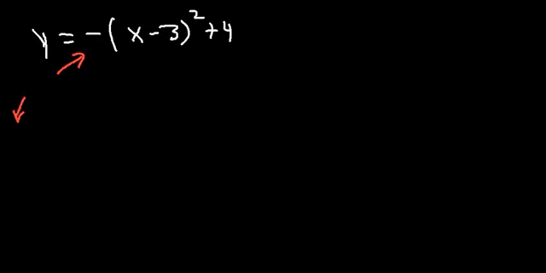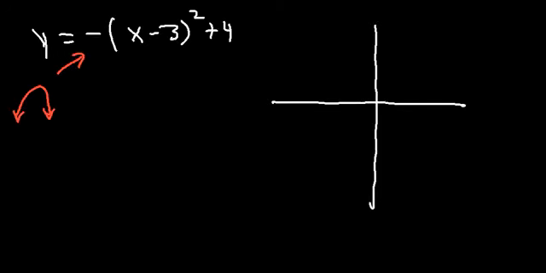So let's say if you have y is equal to negative x minus 3 squared plus 4. Now this negative sign tells you that the graph is going to open downward. So our vertex, change negative 3 to positive 3, but don't change the 4. That's our vertex, 3 comma 4.